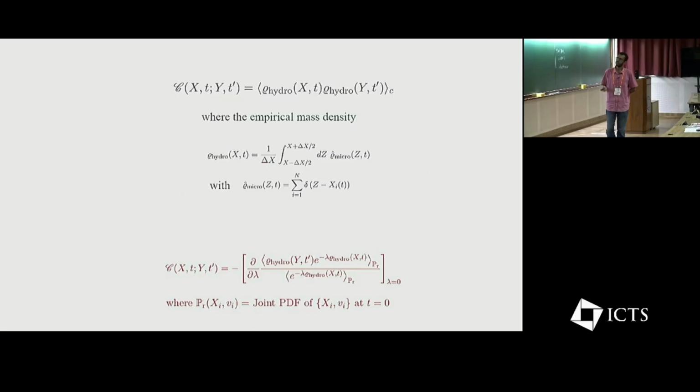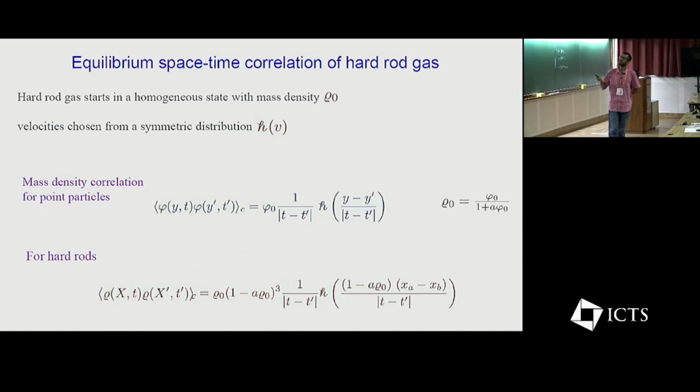But before going to that, this is how we define the correlation, but one can also write the correlation in this way: if we take the derivative with respect to lambda, we can obtain this correlation, and this is the exact formula where the averages have been taken over the initial distribution. First we focus on the equilibrium space-time correlation for the hard dot gas, where the hard dot gas starts in a homogeneous density with mass density rho naught.